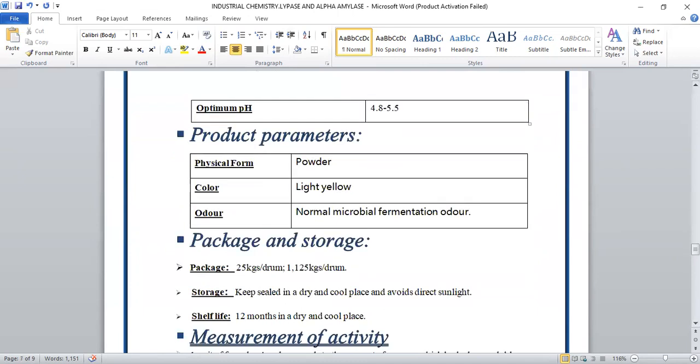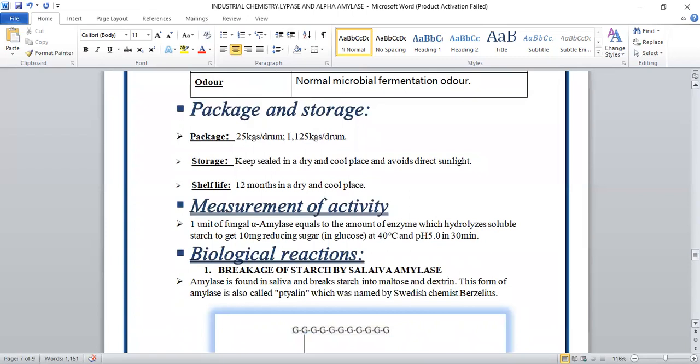So what should be the product parameters formed by this kind of fermentation? The physical form should be powder, color should be light blue, and odor should be normal microbial fermentation. What about package and storage of the product? It can be packaged in 25 kgs per drum or 1,125 kgs per drum. Keep sealed in a dry and cool place and avoid direct sunlight. Its shelf life is 12 months in a dry and cool place.